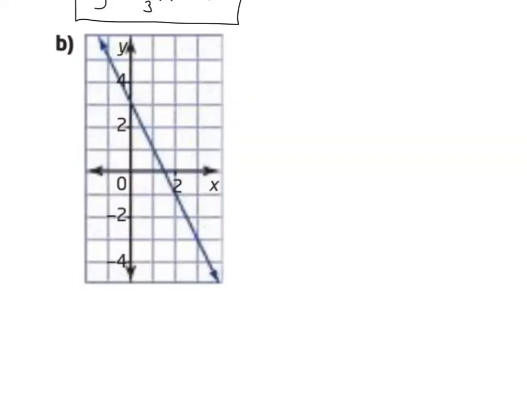So here's a brand new graph for us to look at. Same idea like the example before, we need to identify the slope, the y-intercept, and then put those values into our equation template to build a final equation.